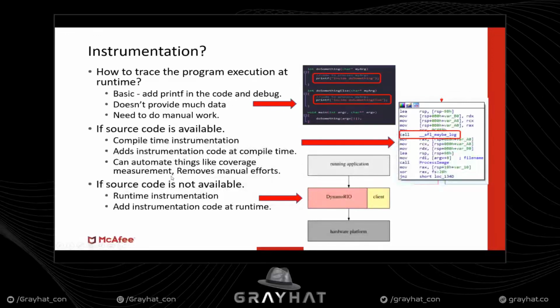And in case the source code is not available, say on Windows, then you need some tool which performs runtime instrumentation. So for Windows there is one tool which is called DynamoRIO, and it does runtime instrumentation. We will be talking about that in part 3 when we discuss WinAFL.